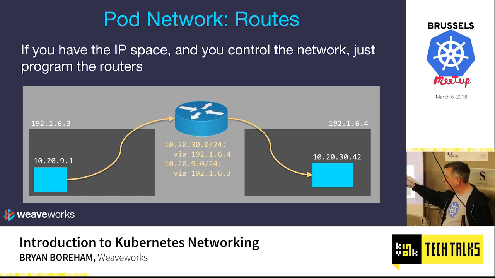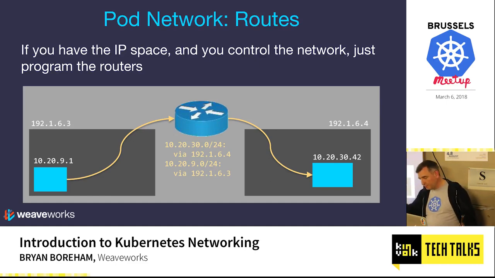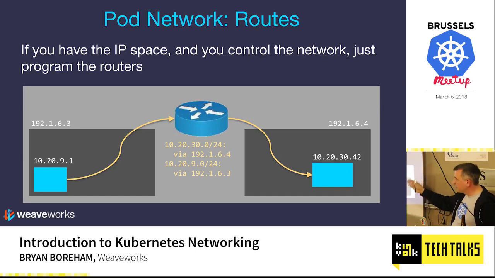Generally speaking, nobody has enough IPv4 address space to do this planet wide. So they do end up NATing, but there's no NAT on this picture. This is just very, very simple routing rules. So yes, with IPv6 you just do exactly the same thing, except the numbers are longer and they're in hex and they have more colons in them. That's the main difference in IPv6.